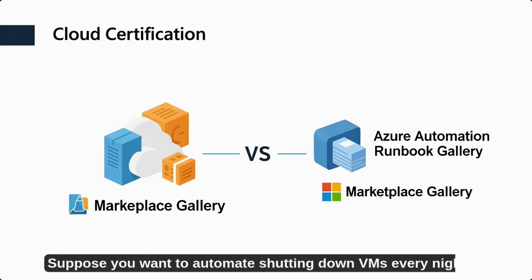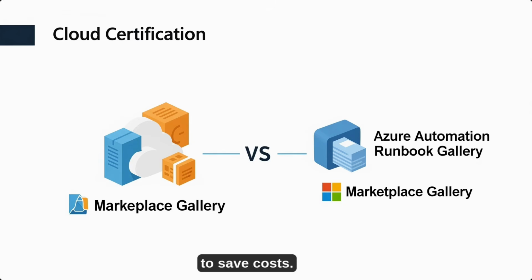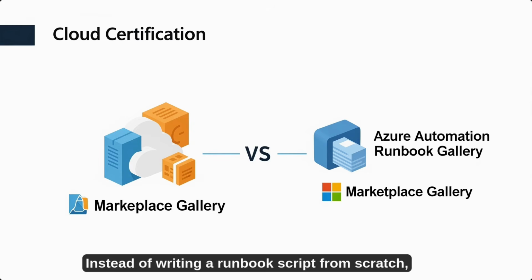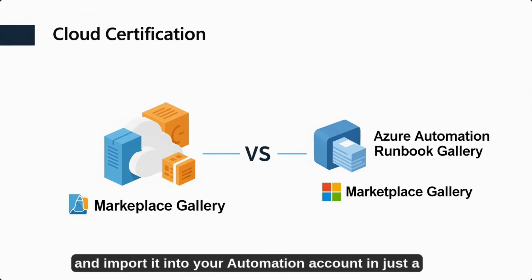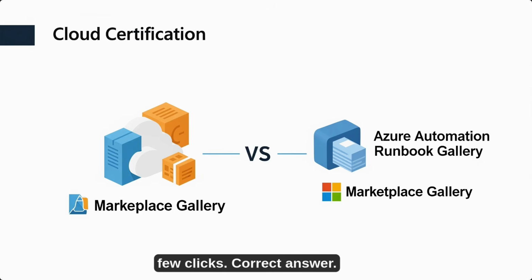Example, suppose you want to automate shutting down VMs every night to save costs. Instead of writing a runbook script from scratch, you can go to the Runbook Gallery, search for a pre-built shutdown VM runbook, and import it into your automation account in just a few clicks. Correct answer, Runbook Gallery.